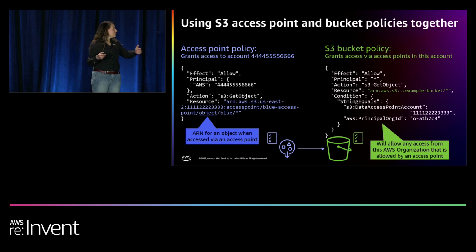That's the first condition. The second condition, I'm also going to make an invariant statement around here, like the callers have to come from my same organization, right? So I'm delegating all the fine-grained stuff to my access points. They're going to get to say who gets to talk to the blue stuff and who gets to talk to the dandelion stuff and all of that. The bucket policy is going to say, I'm going to trust the policy on these access points to do that.